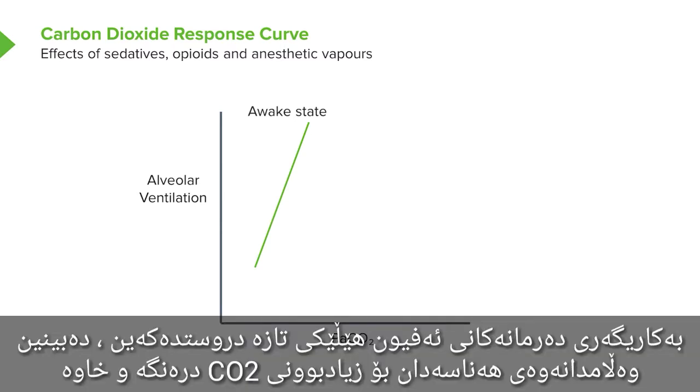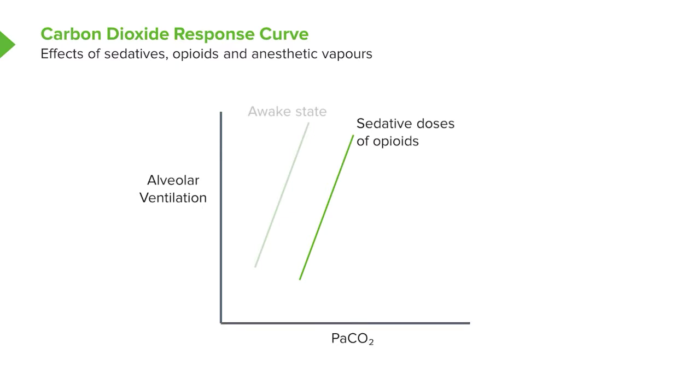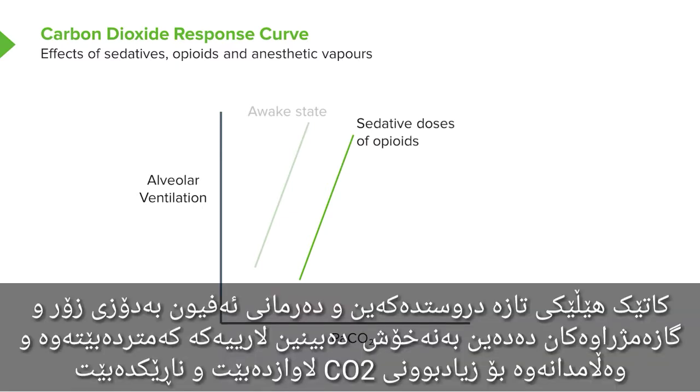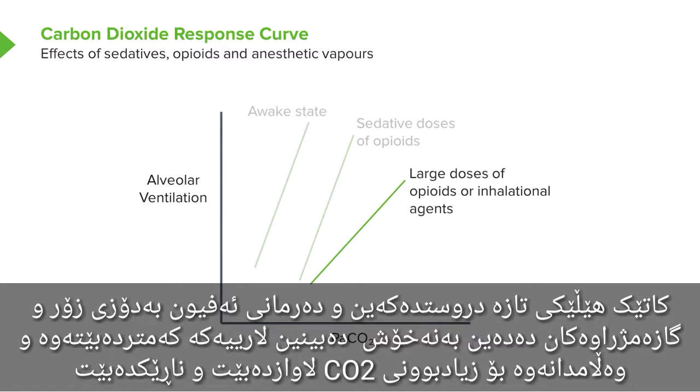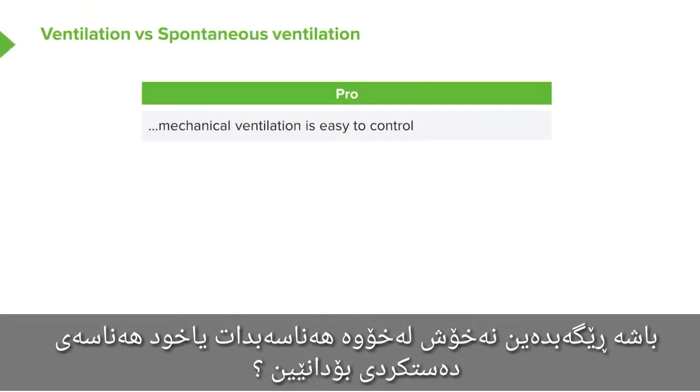With opiates, we tend to push this curve to the right. So there continues to be a response to increasing CO2, but the response is late and slow. When we add in inhalation agents, we further depress the response, not only shifting it further to the right, but decreasing the slope as well, so that there is a delay in response to rising CO2 and an inadequate response to a rising CO2. So should we ventilate or should we let the patient breathe spontaneously?